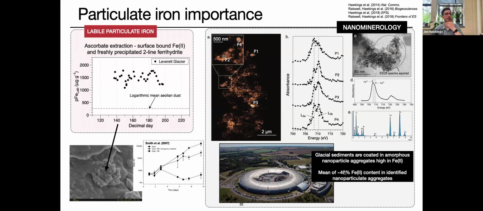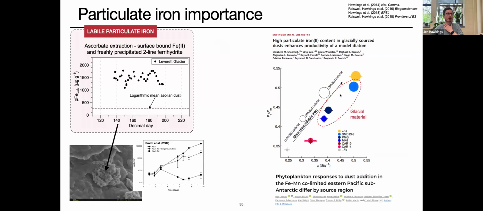And it turns out of the ones we imaged, about 40% of the iron is present as iron 2 in those nanoparticulate aggregates. And why is that important? Well, work in the last 5 or 10 years has identified iron 2 in particular as being a potentially significant source of iron to phytoplankton. For some reason, they might be able to access this iron 2, particularly if they are in iron-limiting solutions, for example.